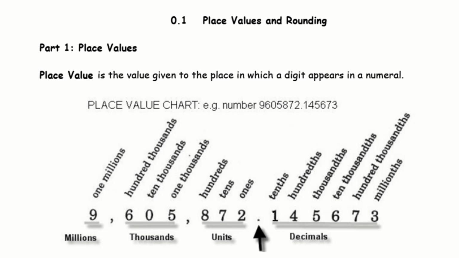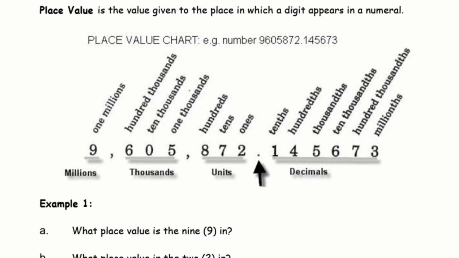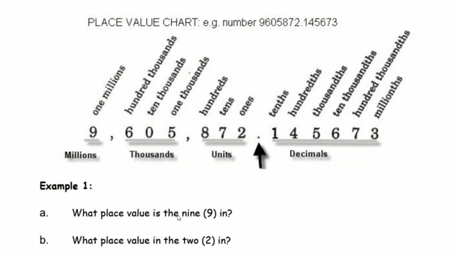Then we are going to practice on example 1. So what place value is the 9 in? The place value of 9 is millions. So the 9 in this number represents 9 millions. So the answer for the first question is millions.